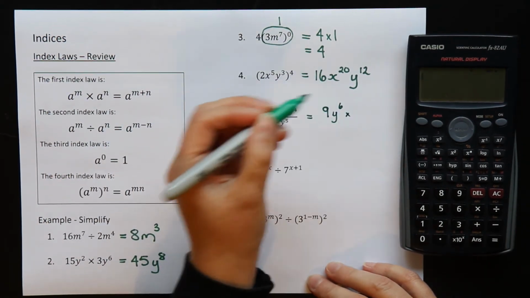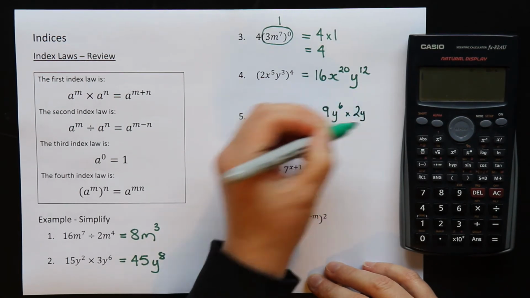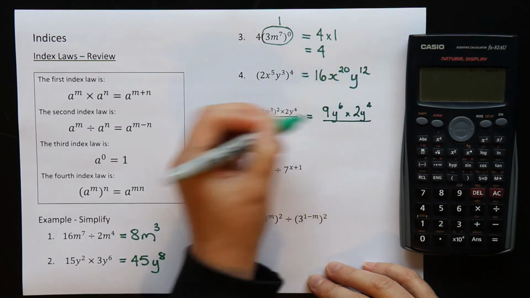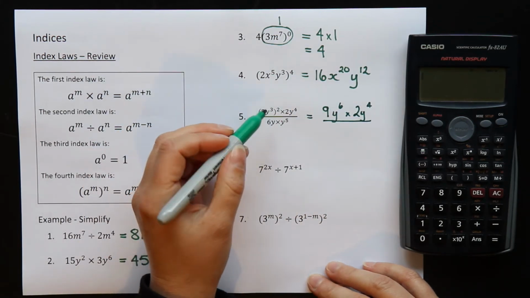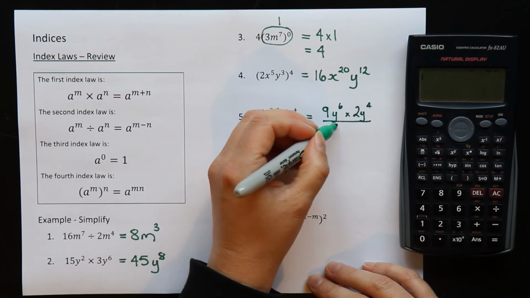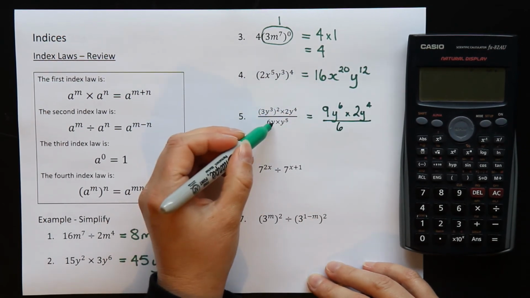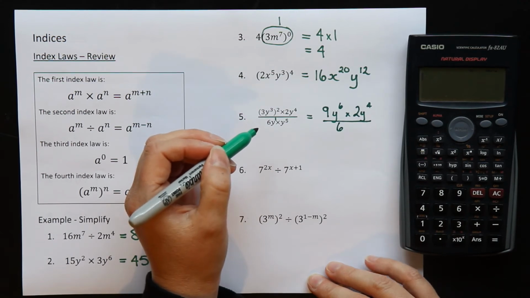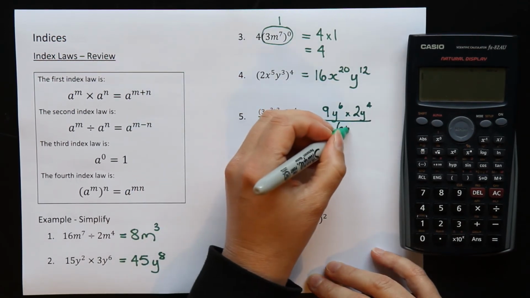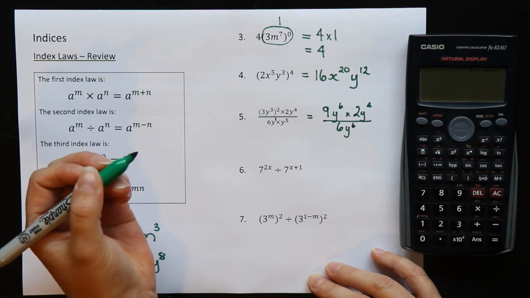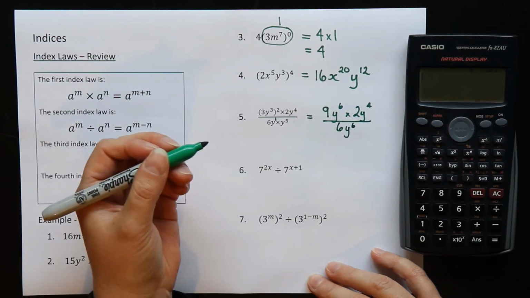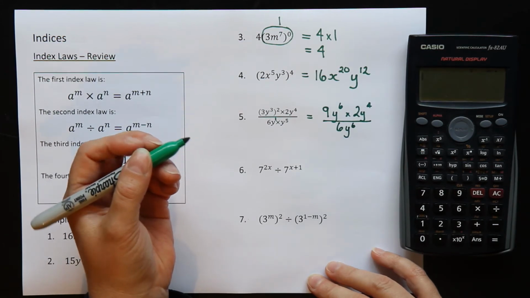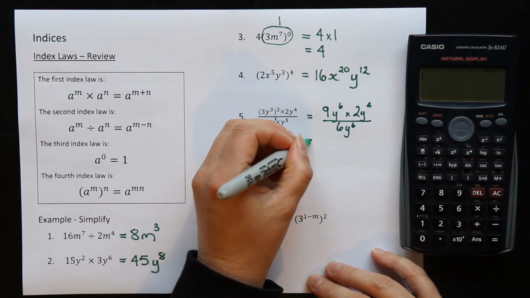Okay, we're going to, in a moment, times that by 2y to the power of 4. And on the bottom, we can times those together now. We have 6 times a 1, so just 6. And y to the power of 1 times y to the power of 5, we would add the powers to be y to the power of 6. Okay, we could cancel here, or we could multiply and do our cancelling at the end. I might keep multiplying and I will do my cancelling in a moment.